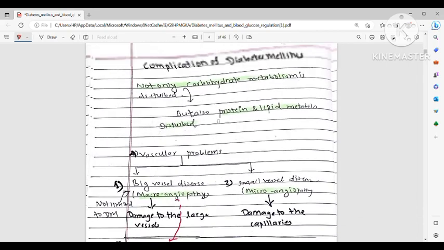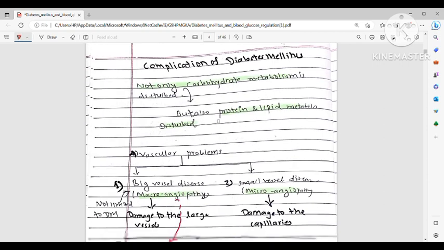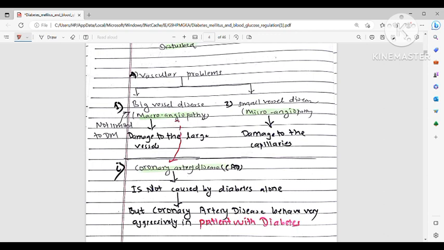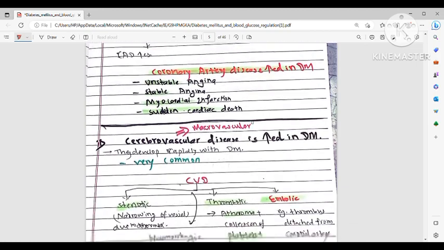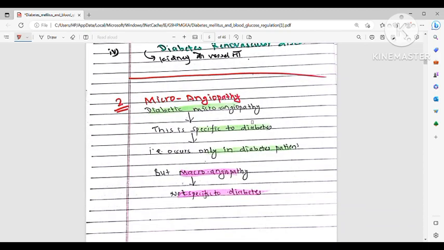Now let's talk about complications of diabetes mellitus. In diabetes mellitus, all the metabolism is disturbed. It leads to vascular problems, which may be macroangiopathy, problems in the big blood vessels, as well as microangiopathy, in the small blood vessels. Let's talk about microangiopathy, which is very common.